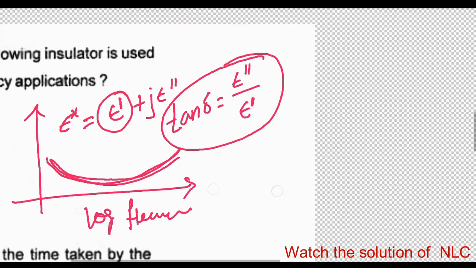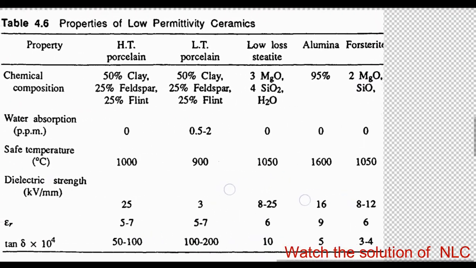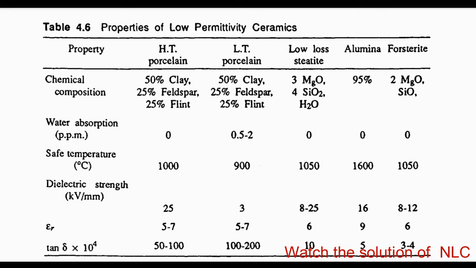So now this is the table. I have collected this table from the textbook of Naidu and Kamaraju. This is the high voltage engineering book. This is a standard book which is followed in all Indian institutes, and here it is given low tension porcelain, high tension porcelain, low loss steatite and alumina, and the last one is forsterite. So here in this option what are given? One thing is steatite, next is forsterite.